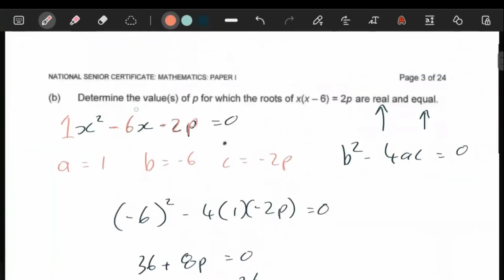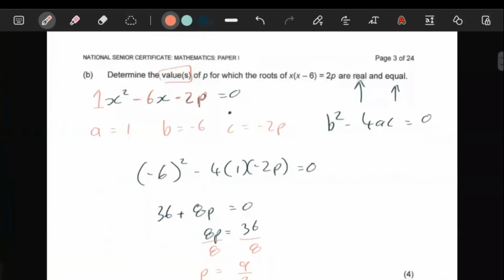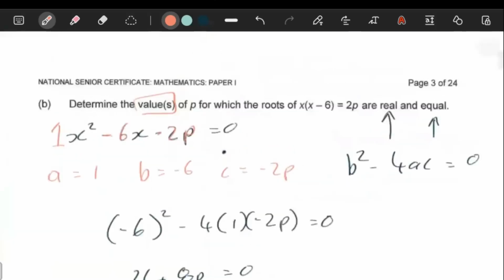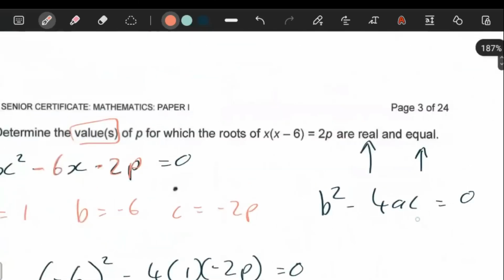So remember, they say determine the value or the values of p for which this equation has roots that are real and equal. So it's a formal question. We're only getting a single value. So for your roots to be real, this obviously has to be bigger than 0. But then for them to be equal, this has to be equal to 0. Because here they said roots have to be real and equal, the end part limits us to this only. We cannot work out where b squared minus 4ac is bigger or equal to 0.